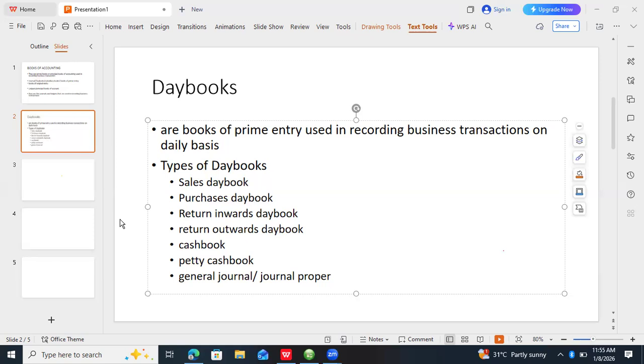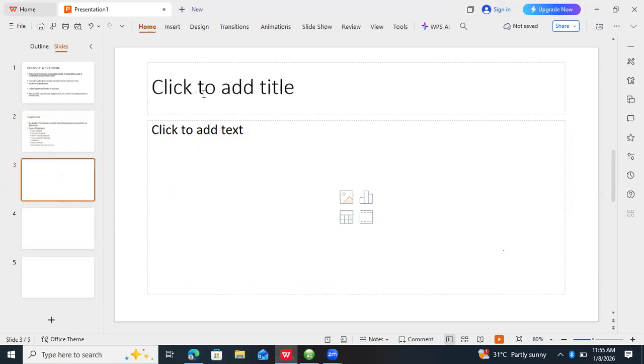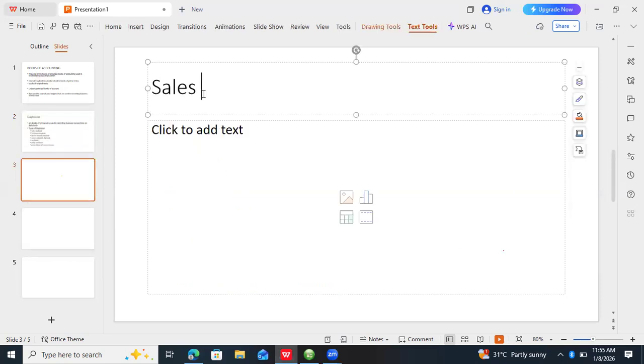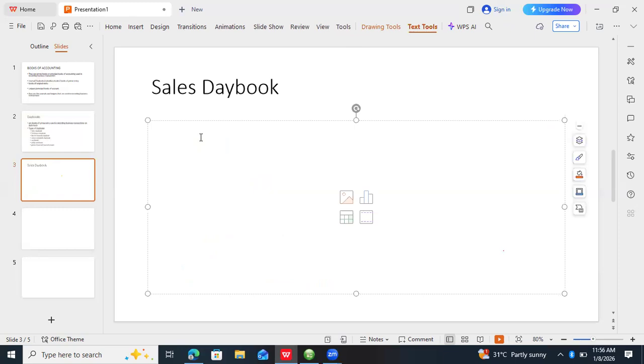Okay, if there are no questions, then let's pick the first day book, which is the sales day book. Professors, we all know sales. So if we add day book to it, then what is the sales day book? Prof. Asante, you want to share your thoughts on the sales day book? What do you think it is? What is it used for?